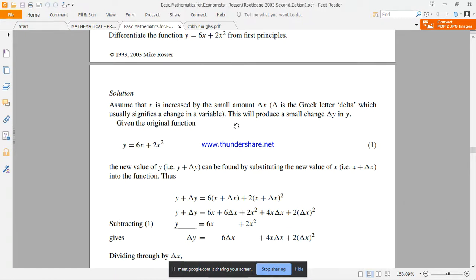But for the sake of revising, let's do the first principle. So the question is this: 6x plus 2x squared. Let's differentiate this from the first principle.